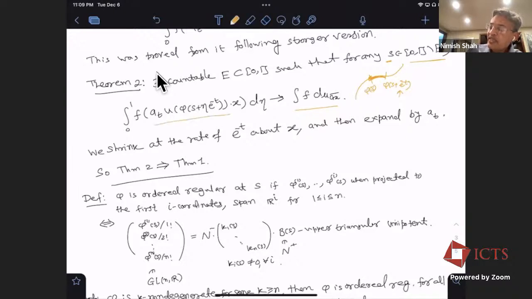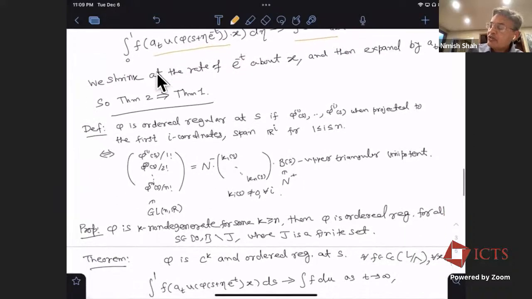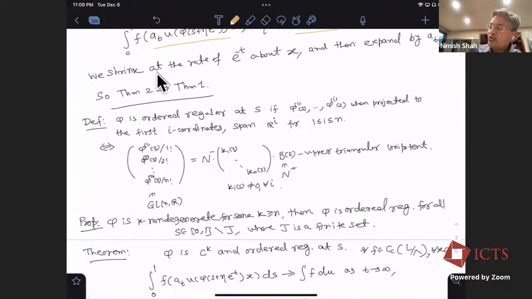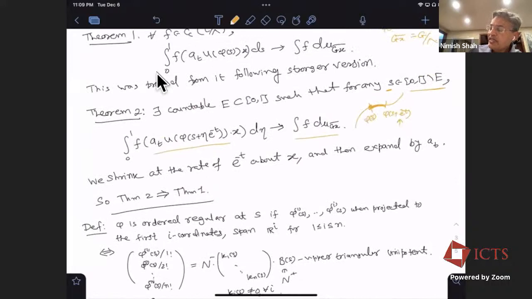And the reason for doing this is that it will allow us to approximate phi near s by a polynomial function. I will explain that a little later. So it's clear that if we prove such a thing, then I break my curve into extremely short pieces like this, and combining all these results, I obtain this. So theorem 2 will imply theorem 1.